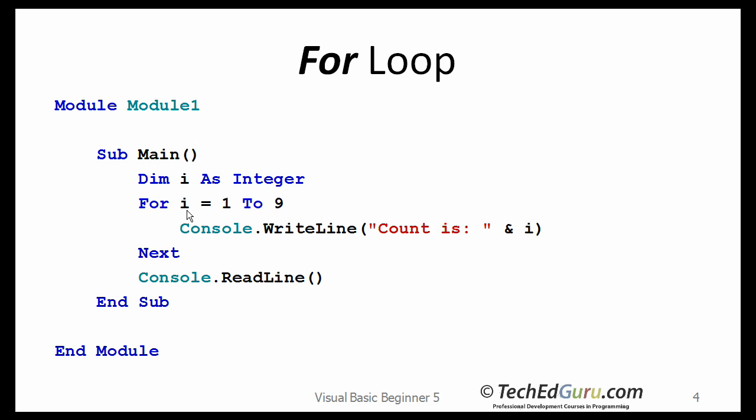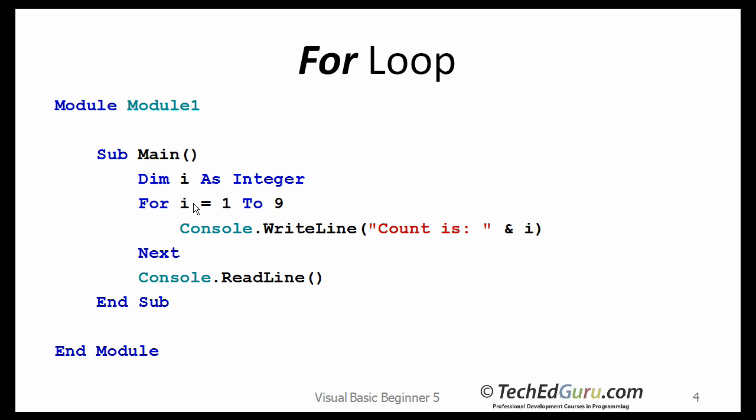In this case, the counter variable is I, which has been defined as an integer type. This is the beginning value of I, and this is the ending value of I. You can also specify the step keyword, but if you don't, then the step by default is 1. So this is where the for loop begins, and this is where it ends. So let's start to see how this for loop would work.